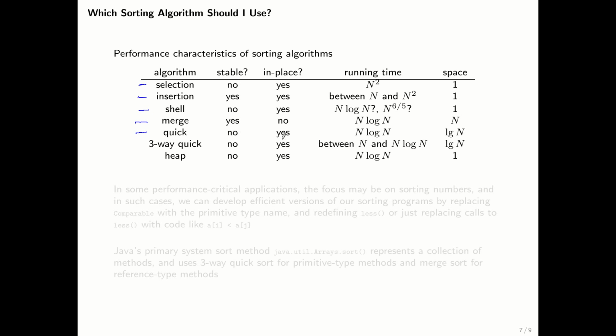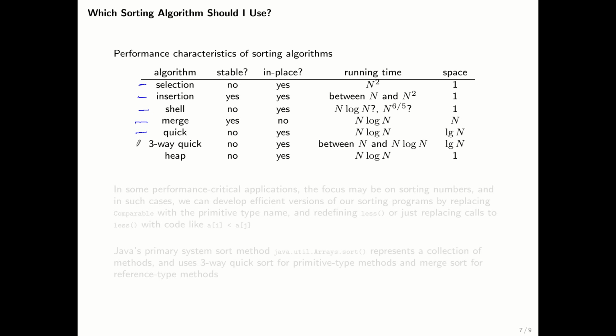is not stable. It is an in-place sorting algorithm. It is also optimal. It's linearithmic, n log n. And it has a space requirement of log n, and that comes from the fact that it's a recursive algorithm. So you pay some price for recursion.